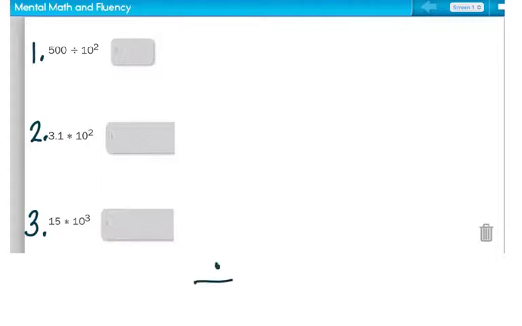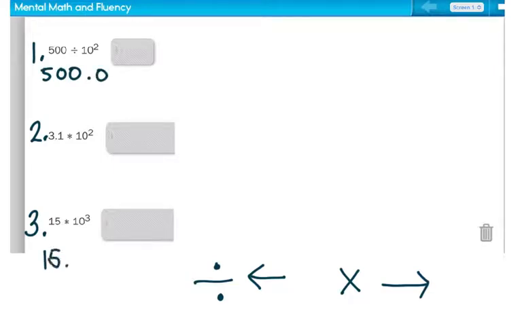Remember, if we're dividing, the decimal point moves to the left. If we're multiplying, it moves to the right. So just remember, 500 is the same as 500 and 0 tenths. You just have to be aware of that. 15 is the same thing as 15 and 0 tenths. So it helps to put that decimal point in there. So the first one, if we are dividing by 10 to the second power, it means the decimal point is moving 2 places to the left. So the answer would be 5 and 0 tenths.